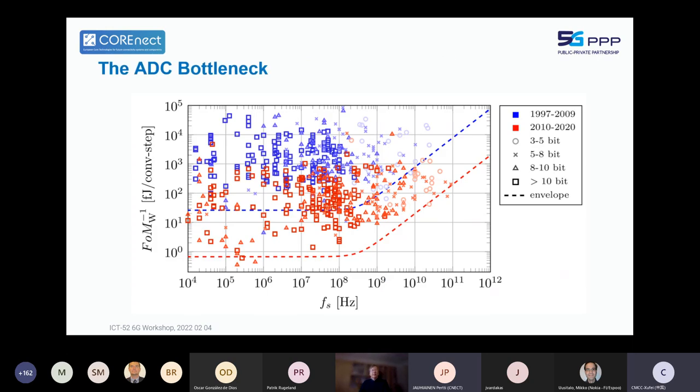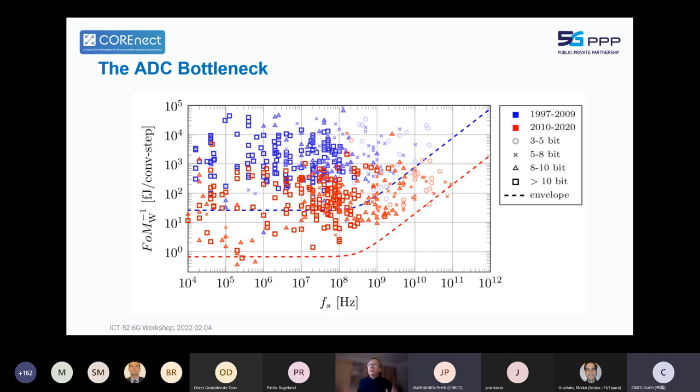Now, if we look at this, the challenge is actually even worse if we look at the analog to digital converter on the receive path. And this is weird because, so far, people were worried about the transmitter and the power amplifier inefficiencies and these kind of things. I want to point out that the receive path analog to digital converter is a true challenge.